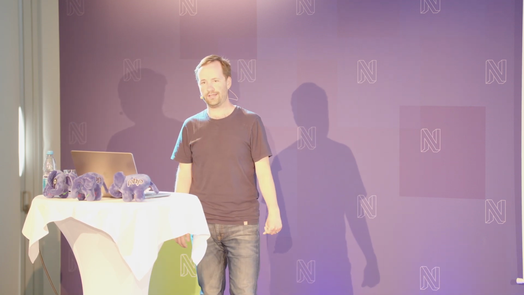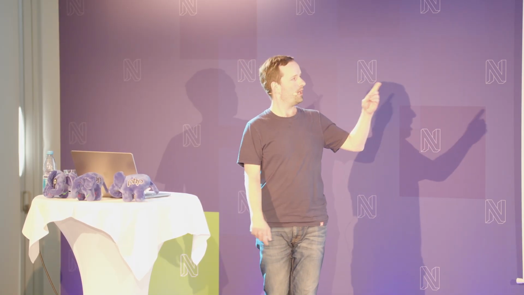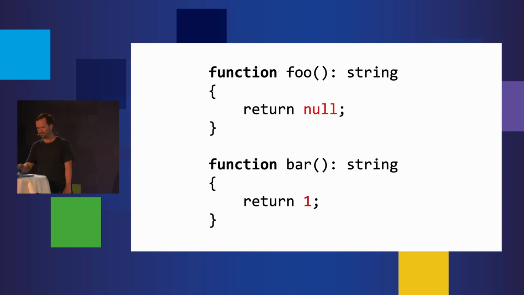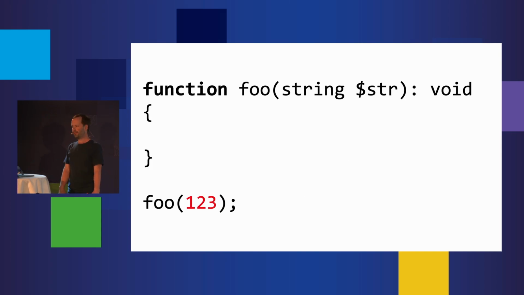But today's talk is going to be mostly about types, so we kind of have to define what a type system is. A type system answers this question: are parts of a program connected in a consistent way? So to rephrase this, we can also ask, does an application work from the types point of view? For example, if you are returning a null from a function that is supposed to return a string, or if you are returning an integer from a function that is supposed to return a string, or if you are trying to pass an integer to a function that only accepts strings, all of these problems mean that you have a bug that is possible to detect with the type system.